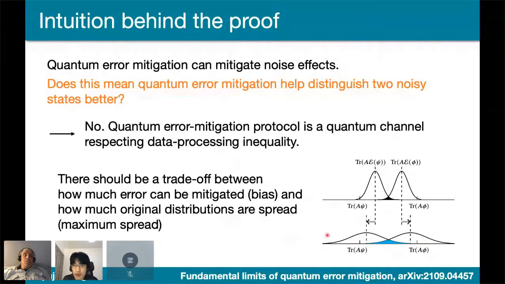This now gives you the idea of the fundamental trade-off between how much error can be mitigated, which is the bias reduction represented by these arrows, and also the increase in the spread that should respect the data processing inequalities. And these broadened distributions now give you the fundamental sampling overhead.